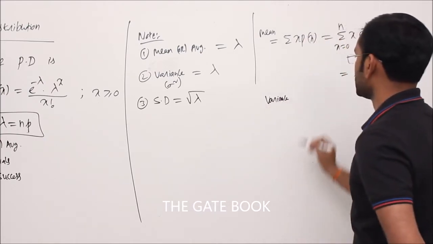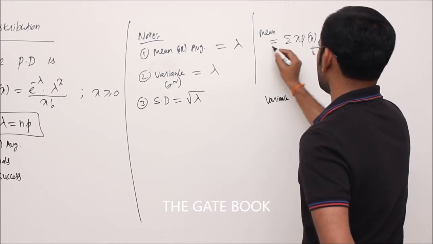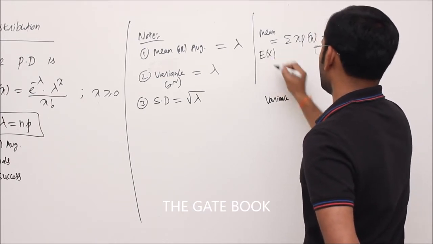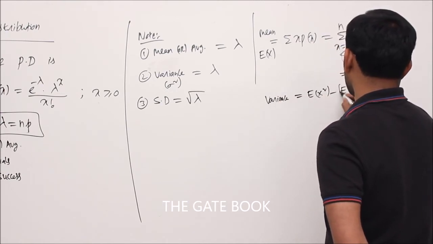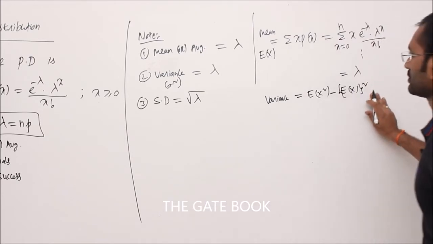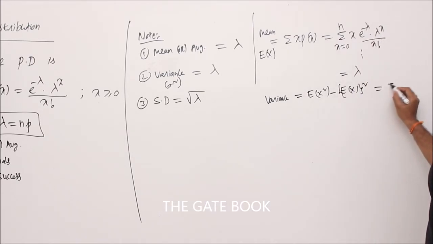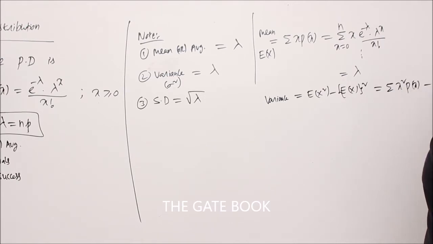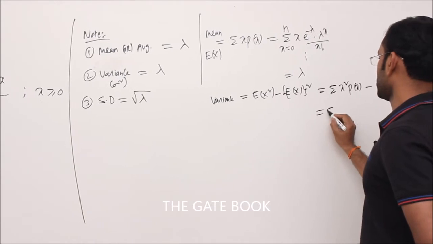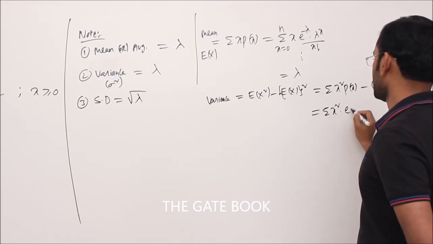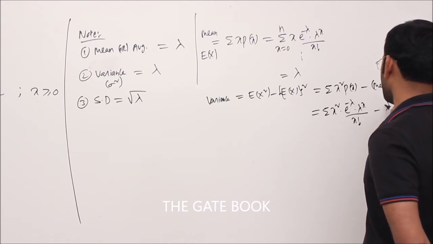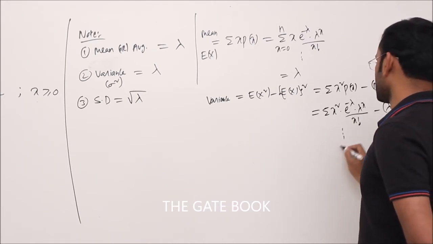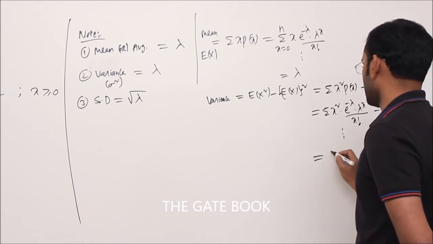Similarly, variance. Since it is a discrete distribution, you can write variance is equal to, here mean is expectation of x, variance is expectation of x square minus expectation of x whole square. That is equal to summation x square into p of x minus mean whole square. There is a summation x square into p of x, where p of x is e power minus lambda, lambda power x by x factorial, minus mean is lambda square. So if you simplify this one, again it will give you finally lambda only.